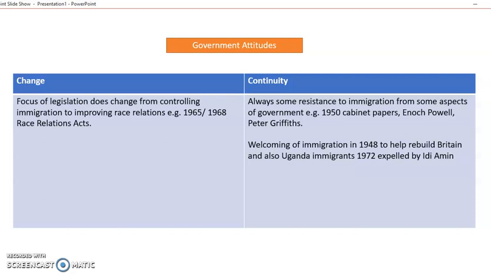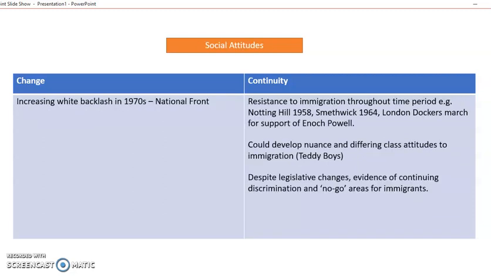Finally, the third paragraph is about social attitudes. Well, the change might come increasingly by the time we get into the 1970s. There is a white backlash. But equally, you could say that there is evidence of resistance throughout this time period. So I've picked up a couple of case studies. We've got the Smethwick election, Notting Hill riots, the London Dockers marching for Enoch Powell.